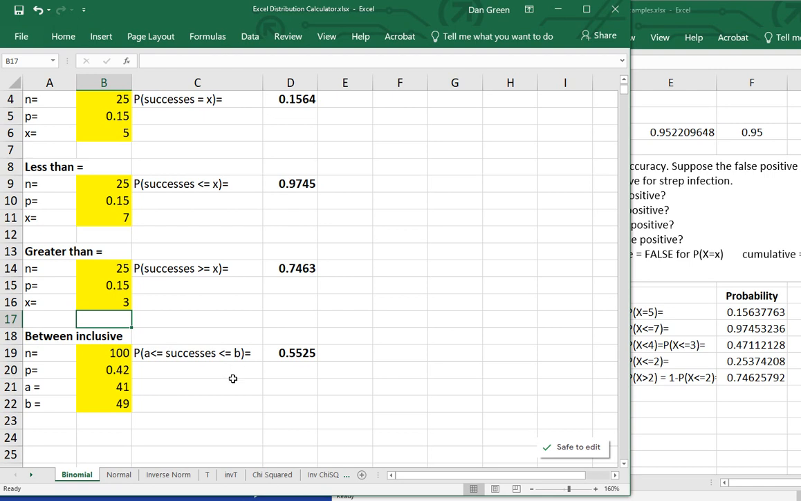In the meantime, save yourself some headache. Use the Excel distribution calculator going forward for normal and binomial probabilities, and that includes the midterm.